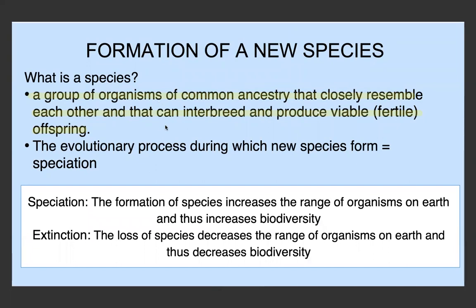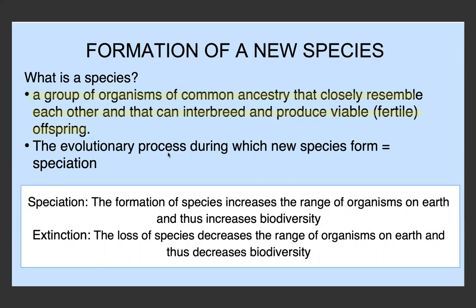But when we want to define a species, we define a species as a group of organisms of a common ancestry that closely resemble each other and that can interbreed and produce viable offspring. So interbreed means they can breed among each other, and in doing so, in mating and in breeding, they produce viable offspring. Viable as in fertile, as in the offspring not only is likely to live to sexual maturity, but when it does so, it will be able to mate with another organism from that same species and reproduce.